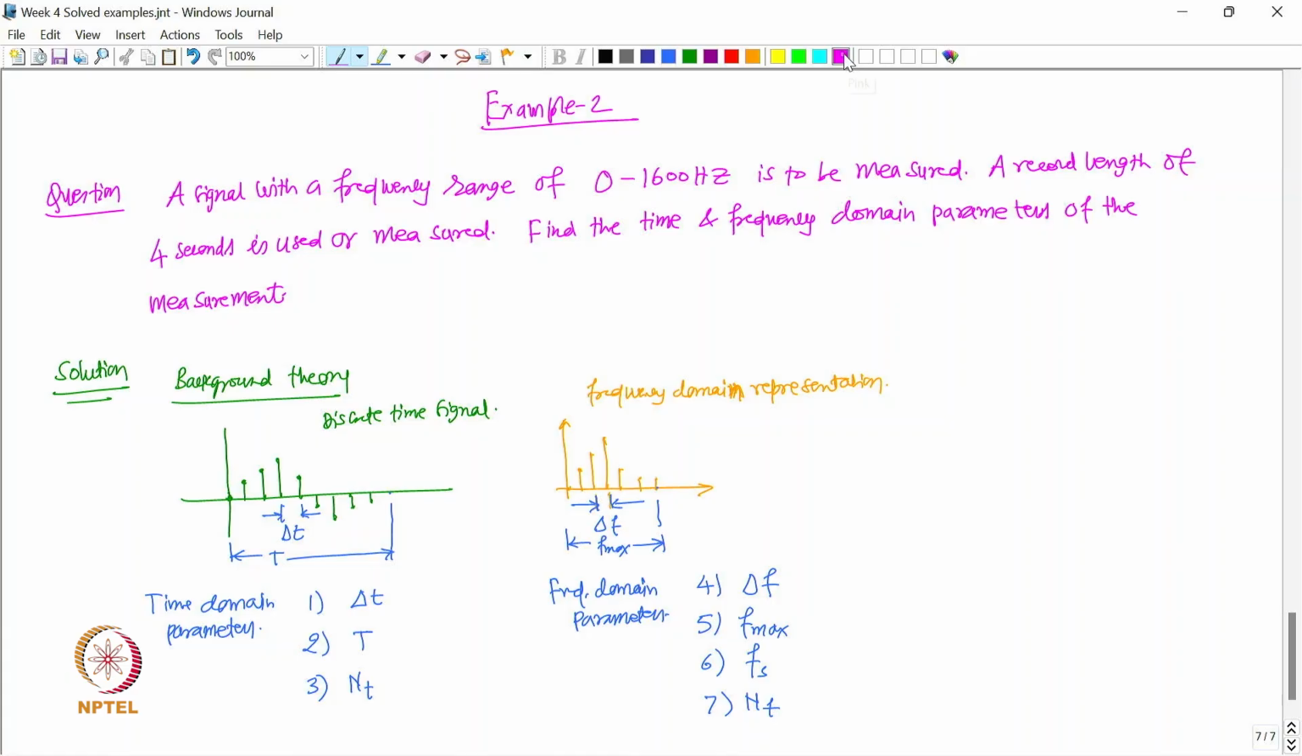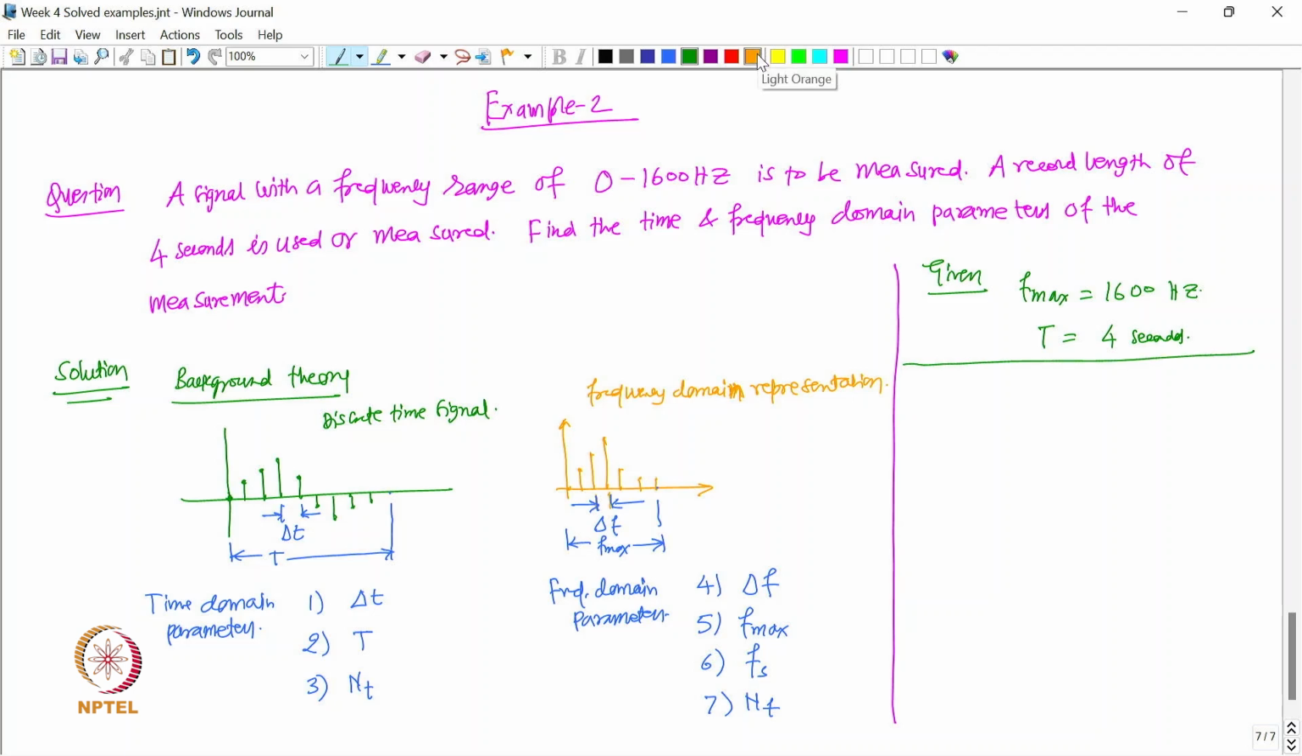So let us see what has been given to us. What has been given to us is f max as 1600 hertz, correct, and then the record length is given as 4 seconds, correct. So, this is given to us. Now we are going to find out the remaining quantities.